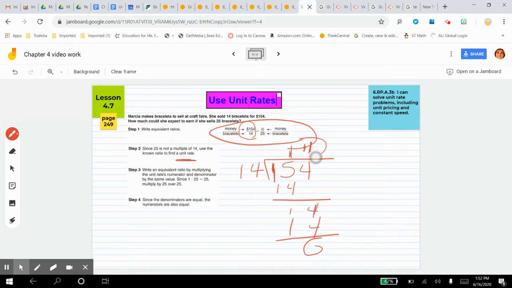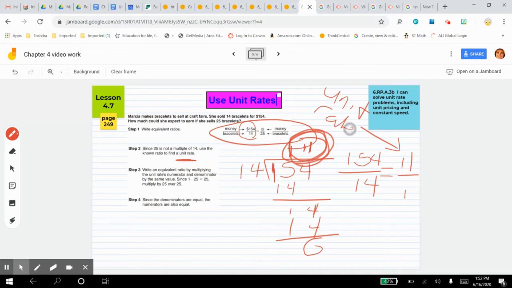So I have an 11 up here, correct? That means that 154 over 14 is equal to 11 to 1. This is my unit rate. I now found the unit rate. Are you following me so far? Okay, unit rate is 11 to 1.